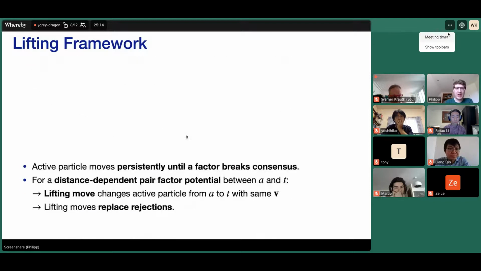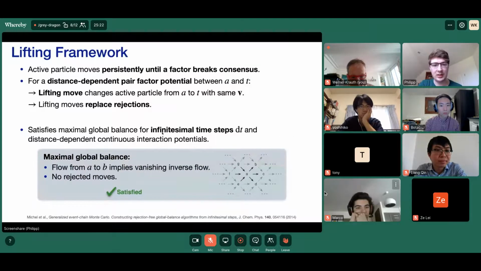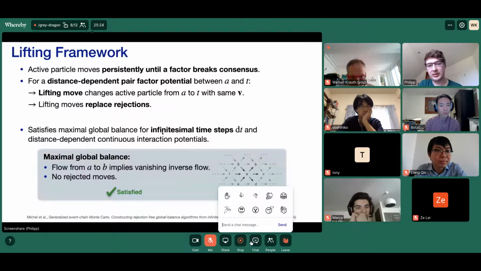One can then do the math and check everything, and then one finds out that maximal global balance is only satisfied for infinitesimal time steps dt, and also only for distance-dependent continuous interaction potentials. So you can expand this lifting framework I just presented for a two-particle factor potential to an n-particle factor potential. Then the lifting just gets a bit more complicated.